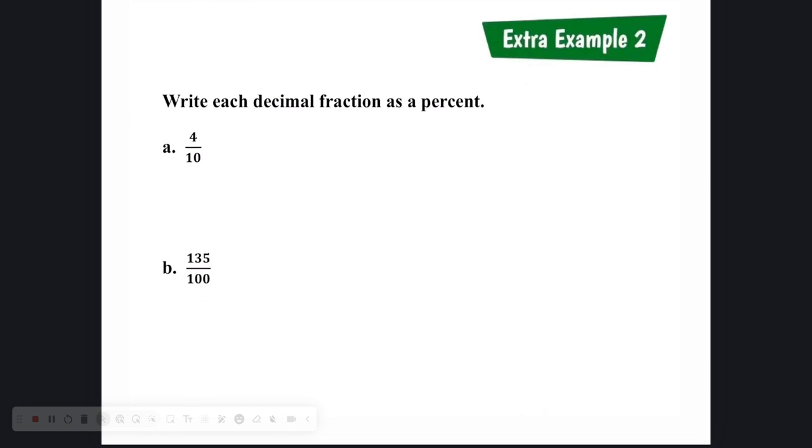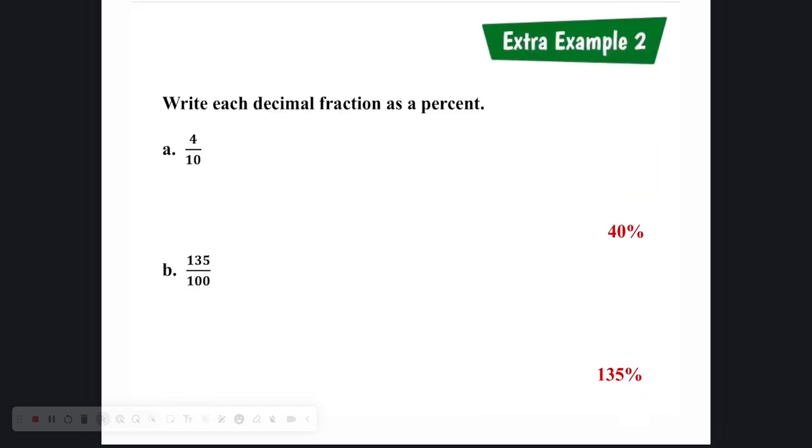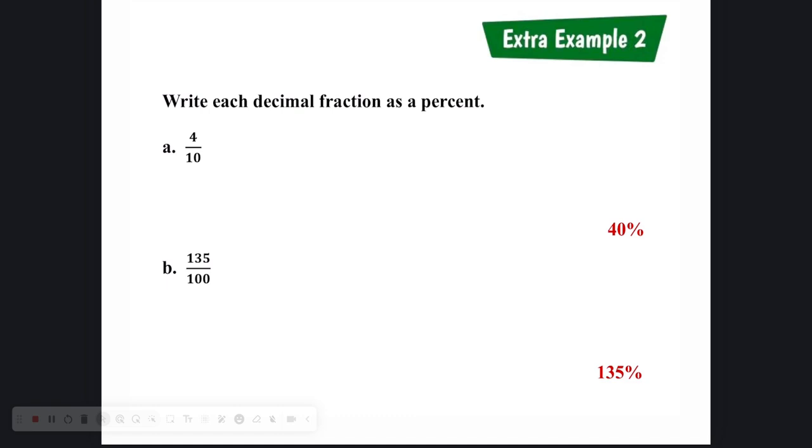Extra example 2. You'll try this problem by yourself. Write each decimal fraction as a percent. Problem A, 4/10. Problem B, 135/100ths. Hit pause and attempt this example. Check your answer by resuming the video to see if you got the correct answer. The answer to problem A is 40%. The answer to problem B is 135%.